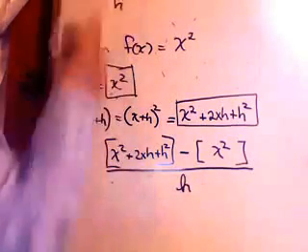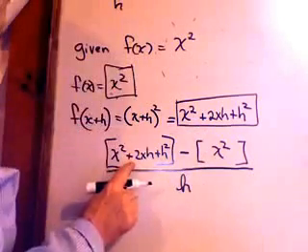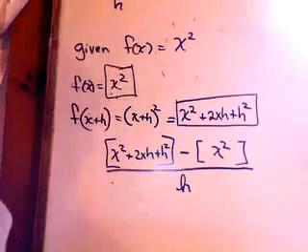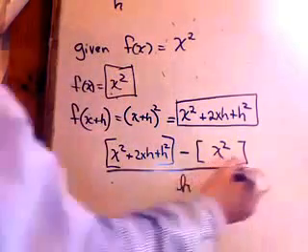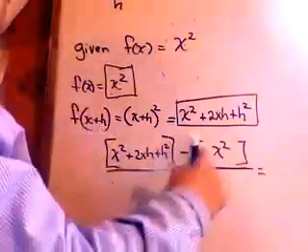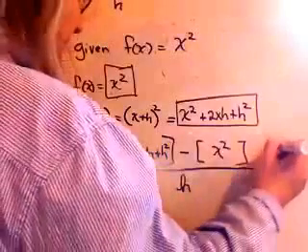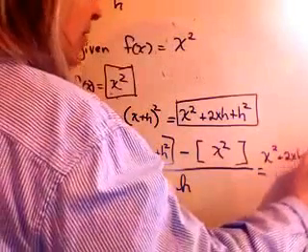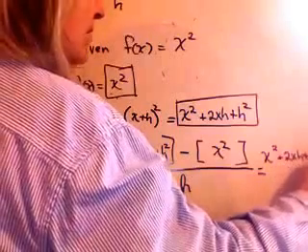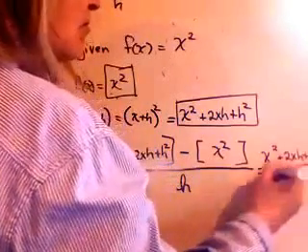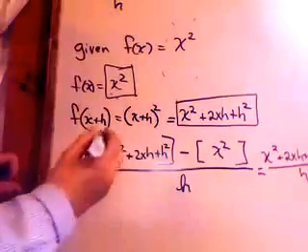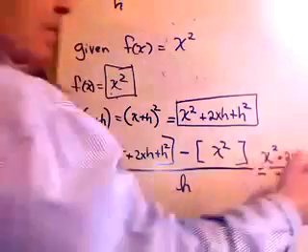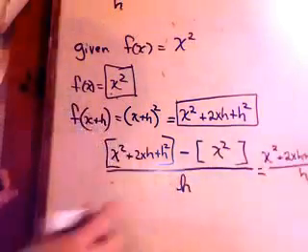So this first step is pure substitution, right? I substituted f of x plus h, what I figured it out to be. I substituted what f of x was. Now the next part's pretty easy. All you have to do is simplify, which in this case is just distribute that minus. So x squared plus 2xh plus h squared minus x squared, all over h. Now, if I combine like terms, do you see what happens? The x squareds cancel out.